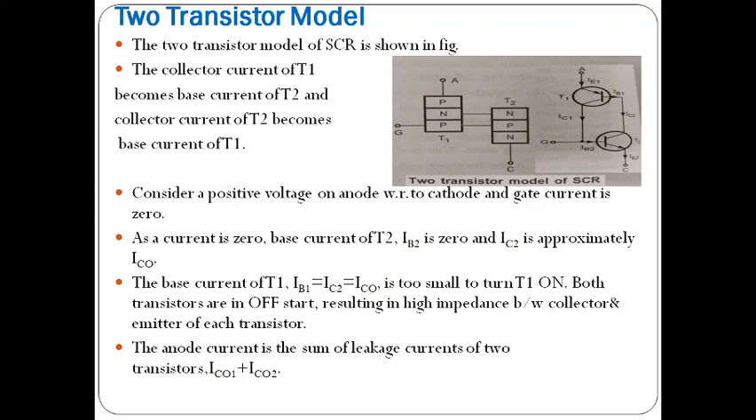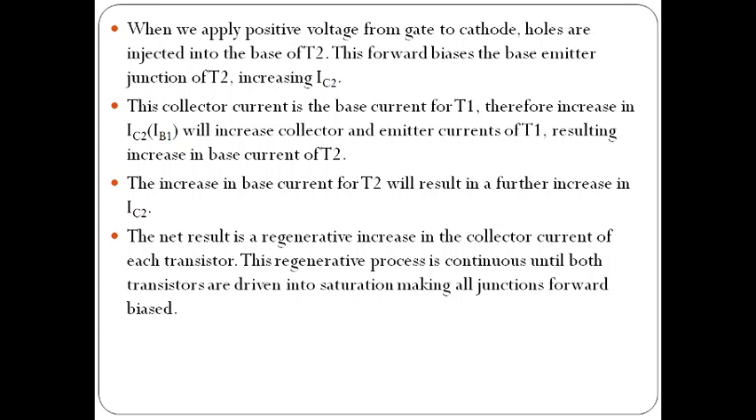Therefore, it increases the collector and emitter currents of the T1 transistor. This again increases the base current of the T2 transistor. Yes, the increase of base current for T2 will result in a further increase in IC2. So it is nothing but regenerative operation. The net result is a regenerative increase in the collector current of each transistor.